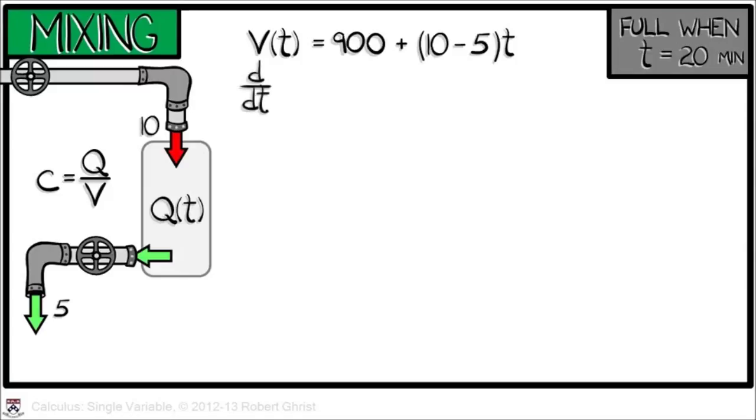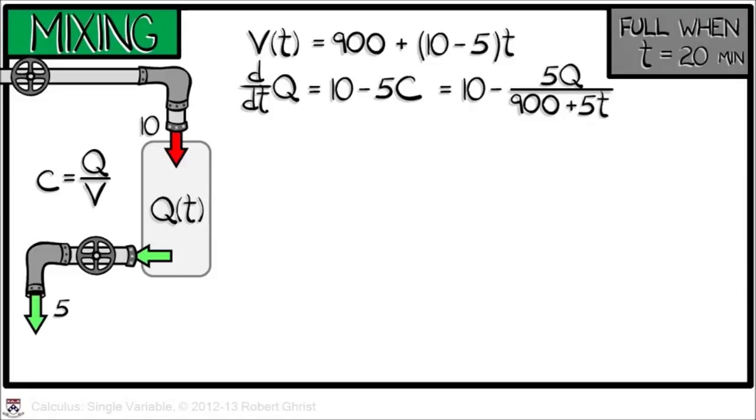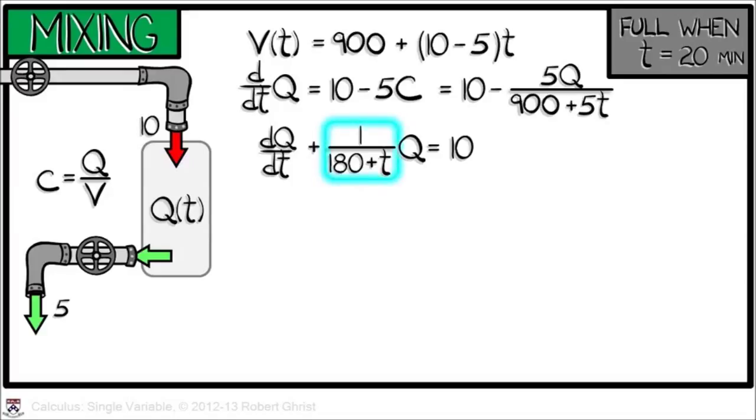If we consider the time rate of change of the amount of additive, Q, well, that additive comes in at a rate of 10 gallons per minute, but the fluid is drained out at a rate of 5 gallons per minute. That drained out fluid is not pure additive, but depends on the concentration, C. Thus, we derive a differential equation on Q as follows: dQ/dt plus Q over (180 plus t) equals 10. This is a linear, non-autonomous ODE, where the function A is negative 1 over (180 plus t).